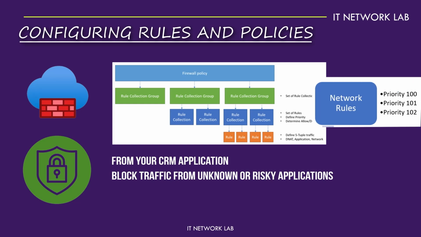Network rules control traffic based on IP addresses and ports. This means you can allow traffic from specific IP ranges and block everything else.